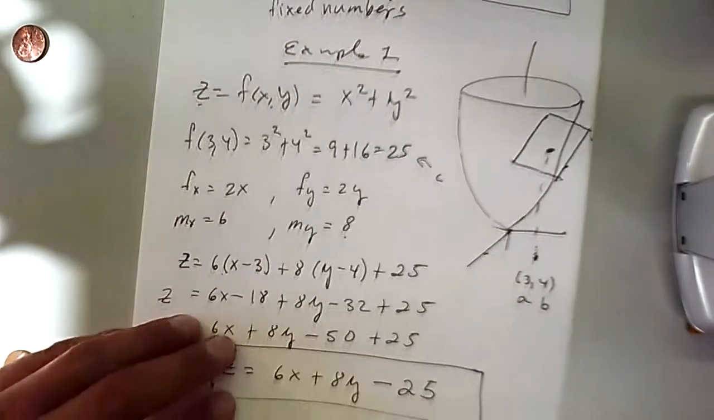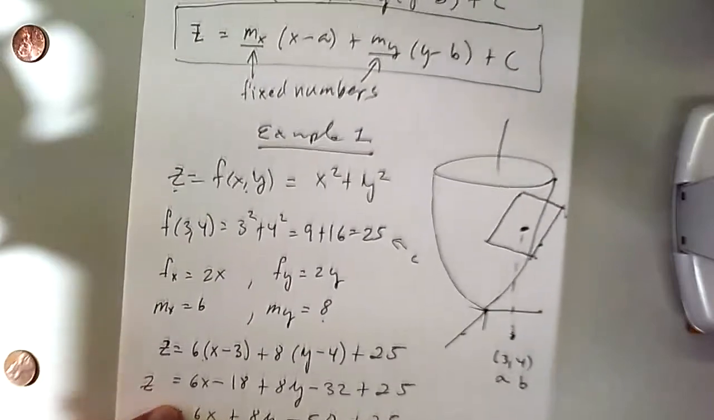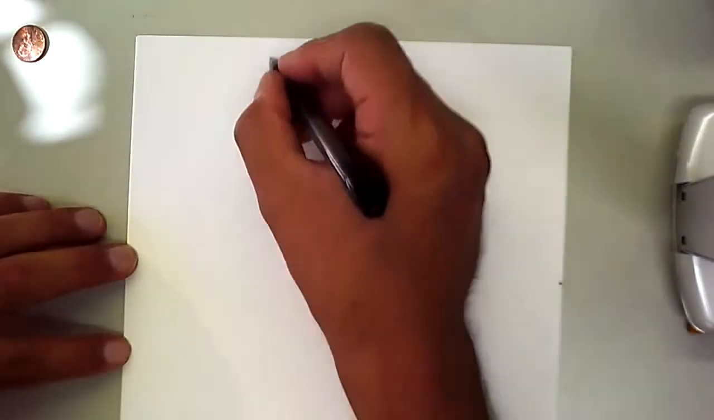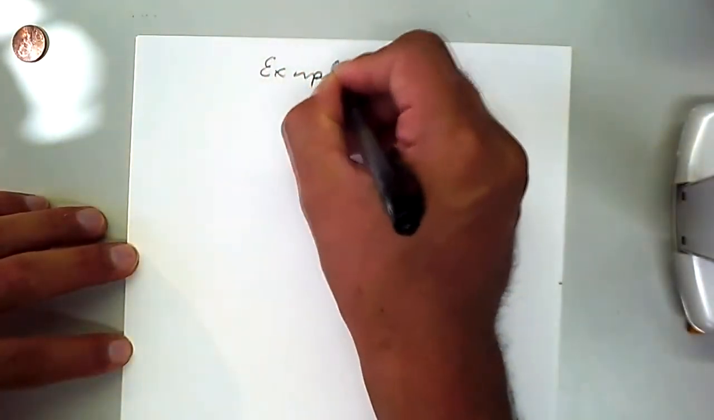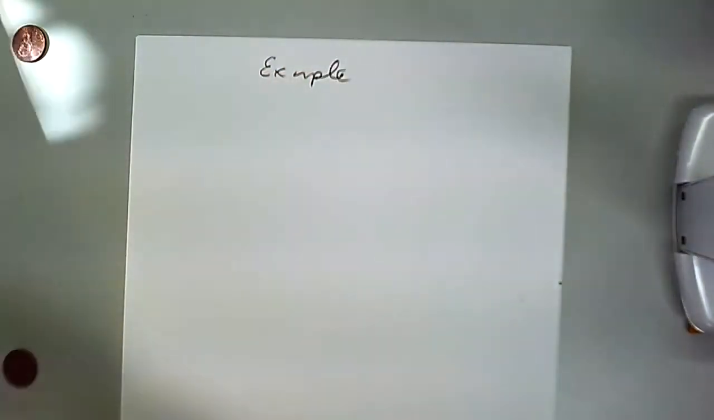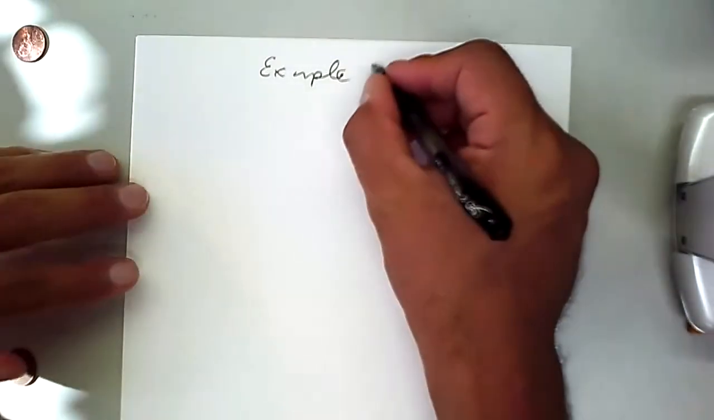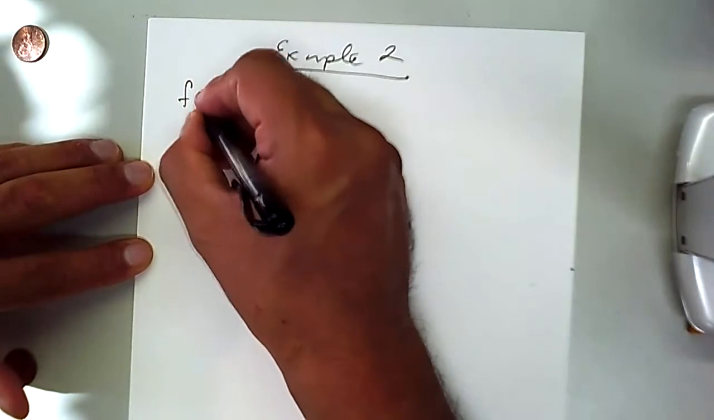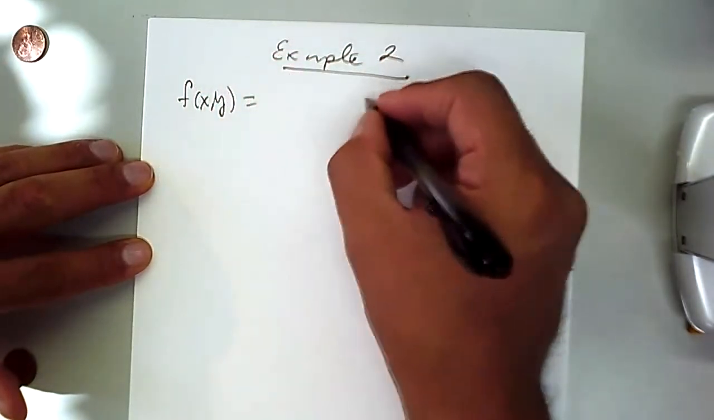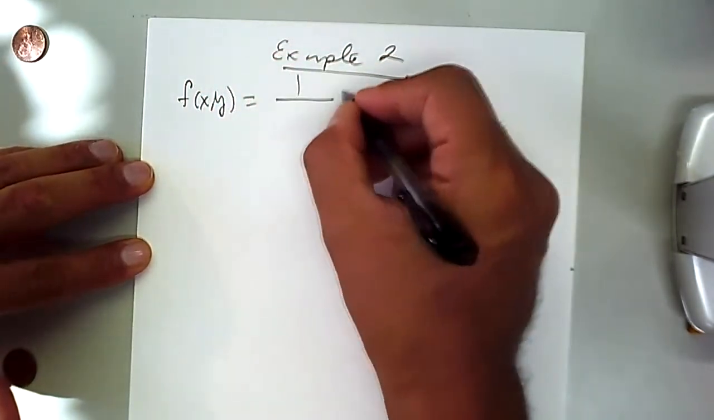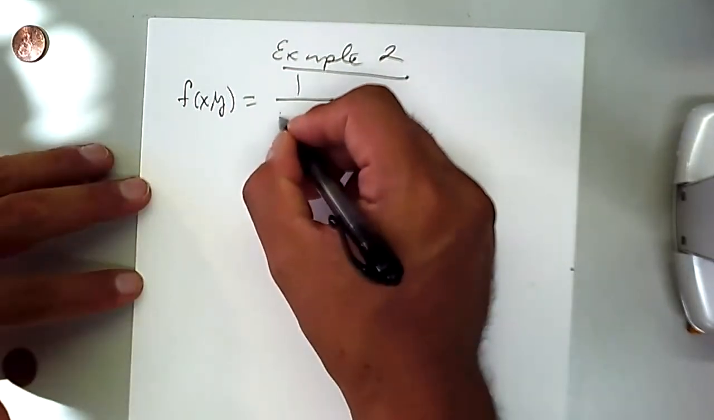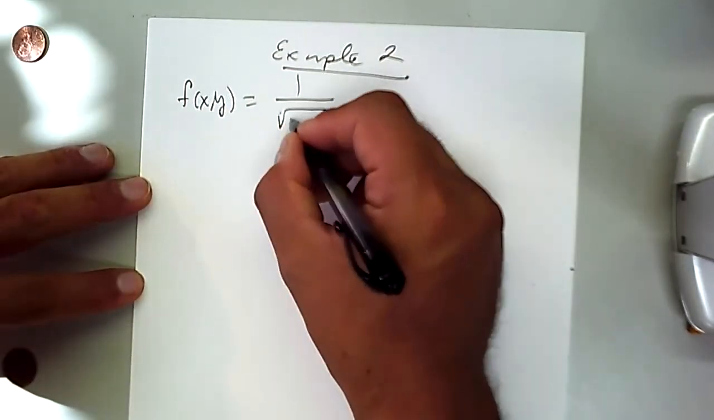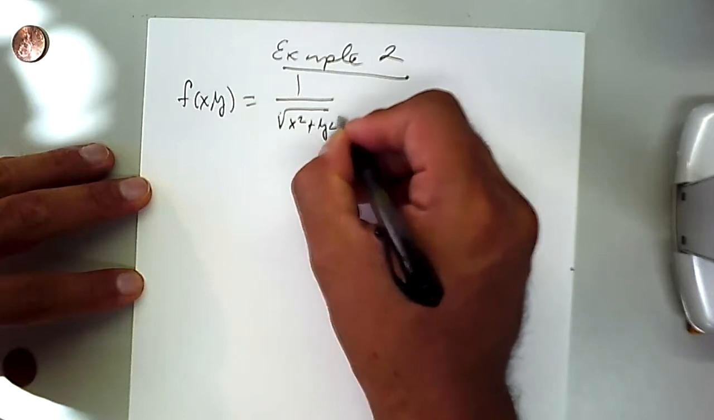Let's do one second example. I was ready to finish here, but let's do a second example. Example 2. I just thought of one that may be of interest. So f of x y equals, let's say, 1 over the square root of x squared plus y squared.